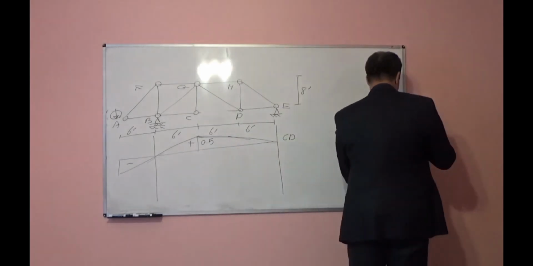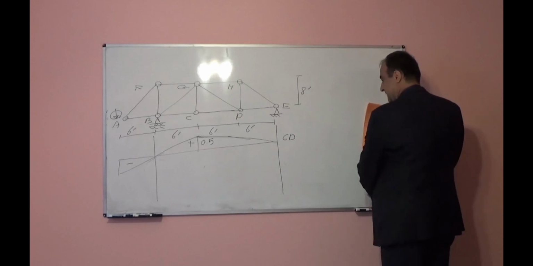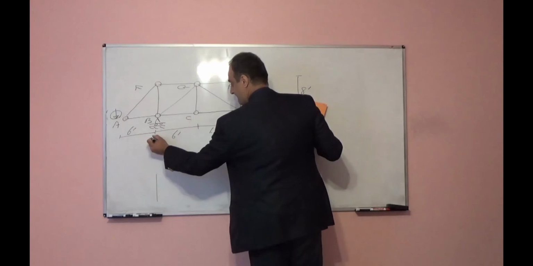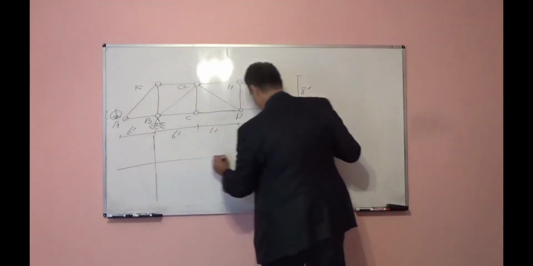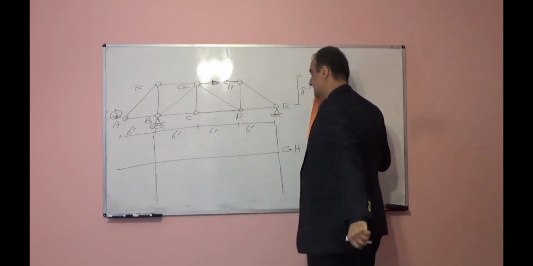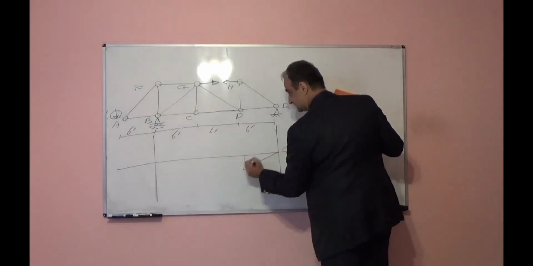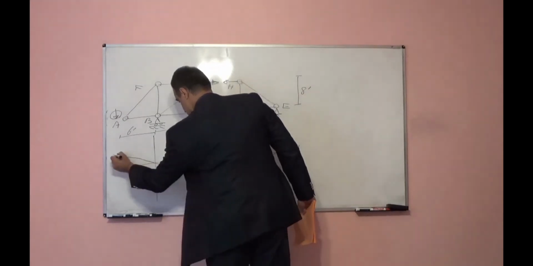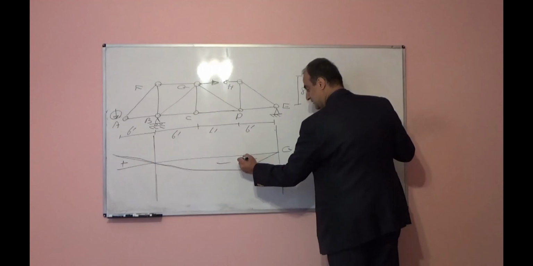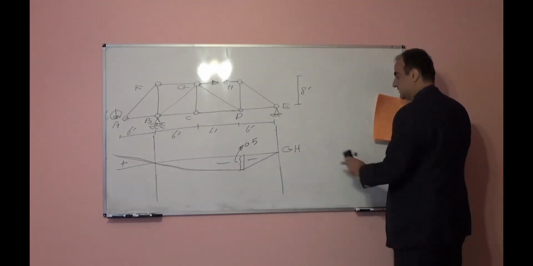Let's draw the influence line for member GH. This member. You will remove the member GH. You will apply load in this direction. So point D, in that case, will move down. And this will rotate like that. So this is negative, this is positive. Again, if you calculate, this height will be 0.5. Influence line for member GD. Let's do that.